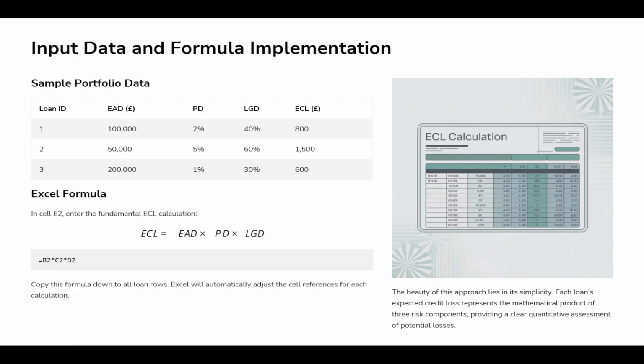In the ECL column, apply the formula ECL equals EAD times PD times LGD. In Excel, that would look like equals B2 times C2 times D2. Copy this formula down for all loans.